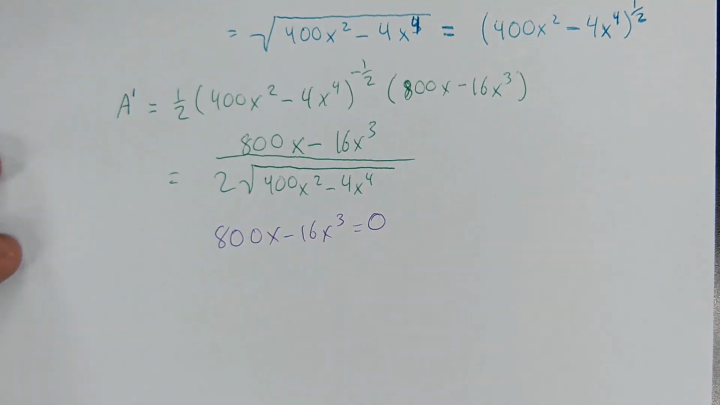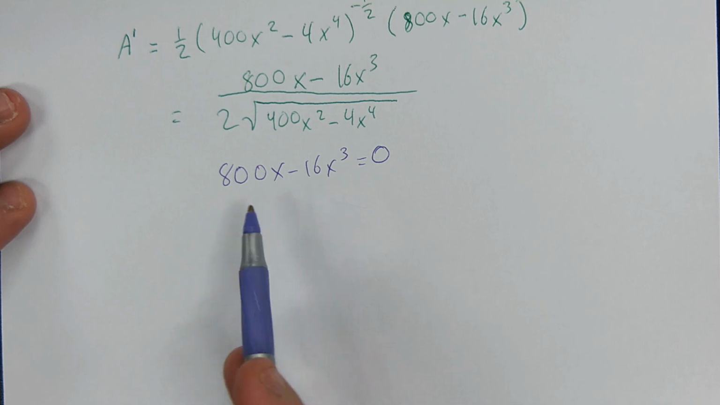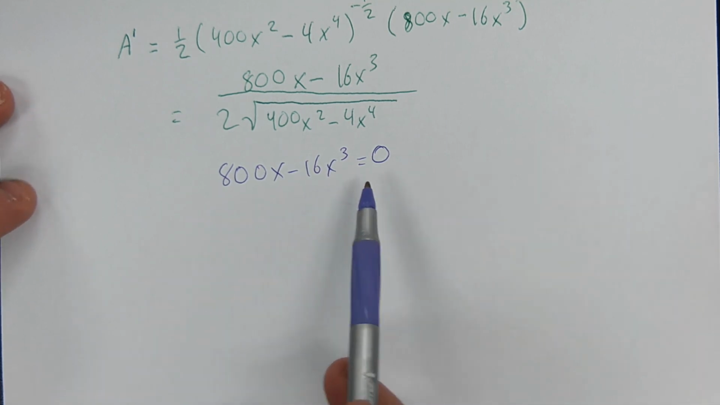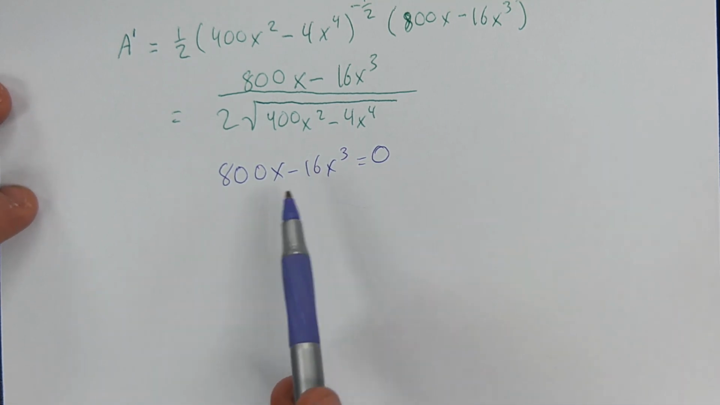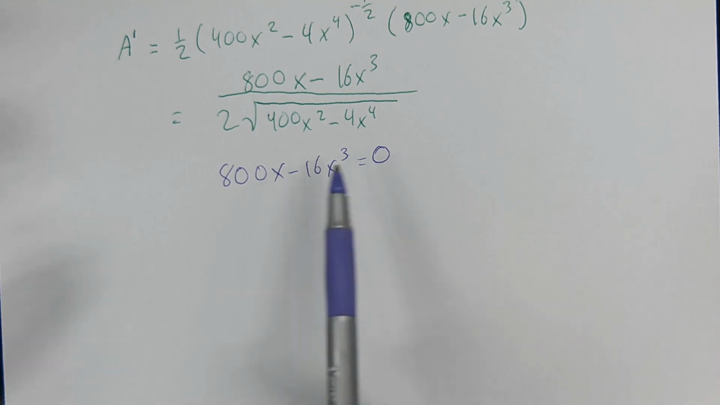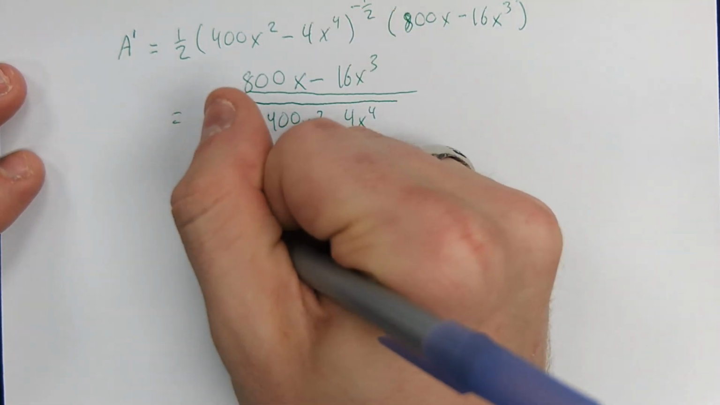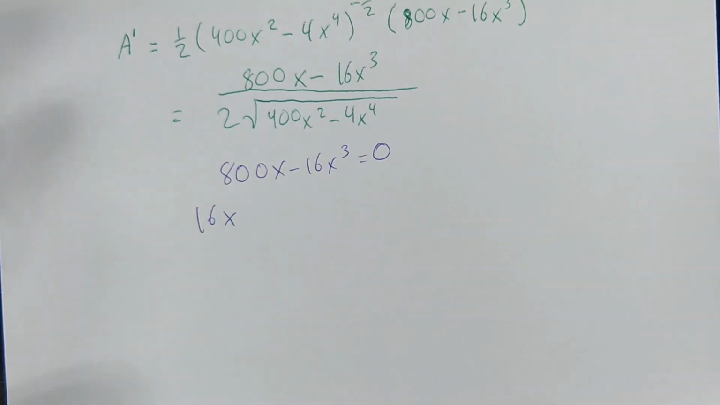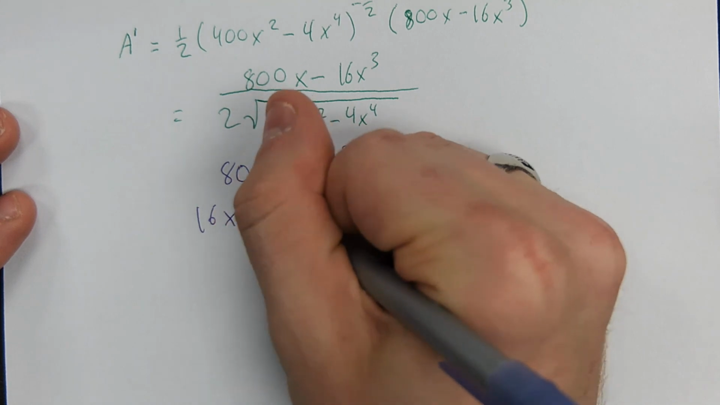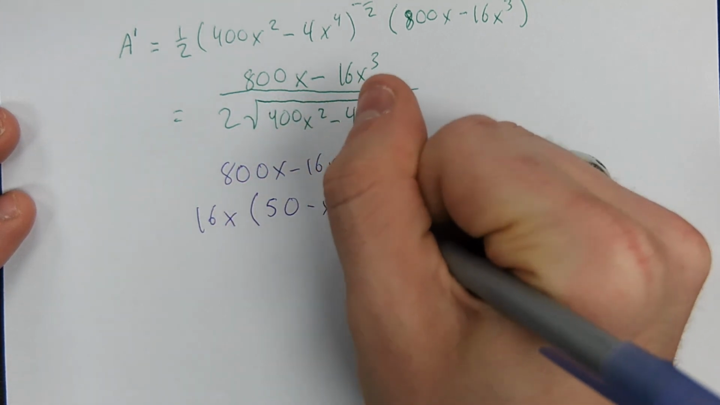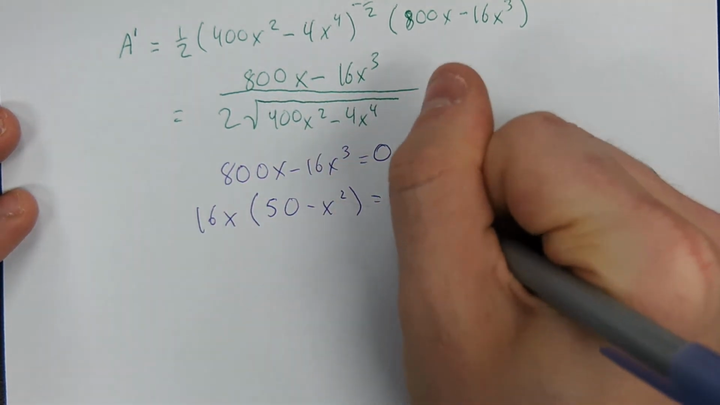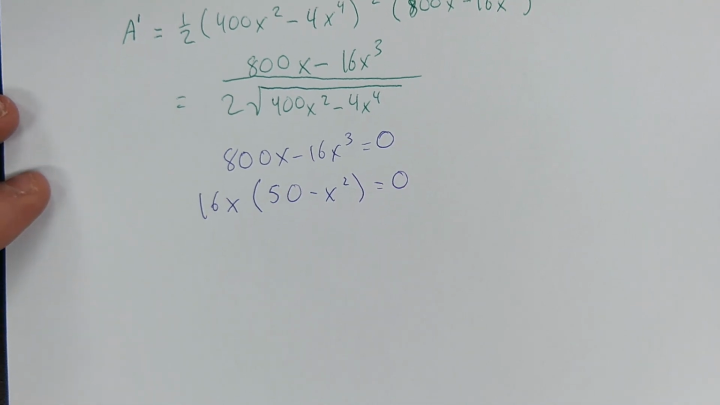And solve for x. Well, you factor, trust me. Factor. We're not going to divide by x. Okay, we're going to factor. We're going to factor out a 16x. Yes, 16 goes into 800 fifty times, so it goes into 800x fifty times.